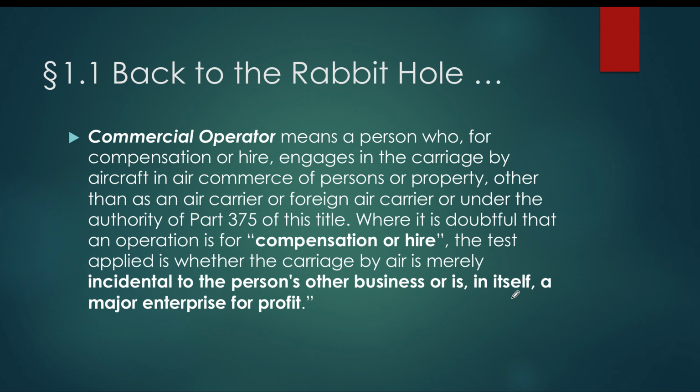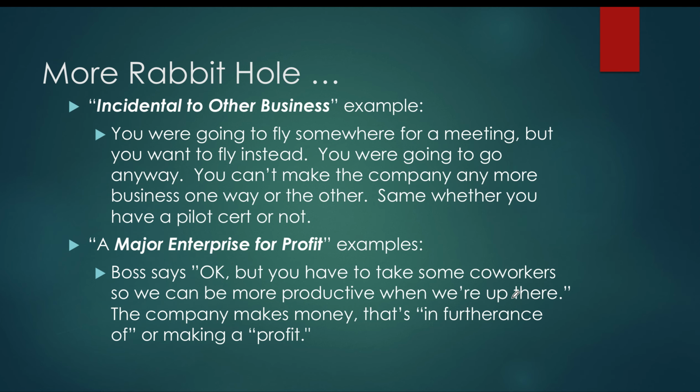If it's doubtful that an operation is for compensation or for hire, okay, if you say I'm not making any compensation or any money off of this, or I'm not getting paid for this, there's a test for that. The test applied is whether the carriage by air is merely incidental to the person's other business or is in itself a major enterprise for profit. So as we continue down the rabbit hole, we need to learn what incidental to business or major enterprise for profit is. So here's some examples then.